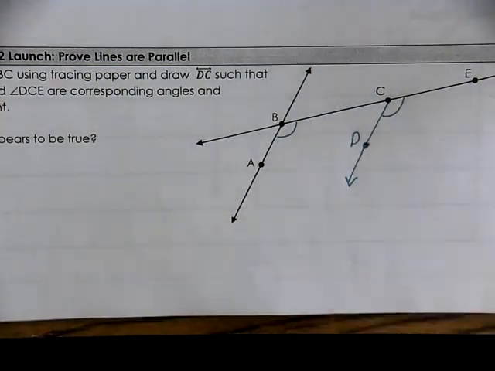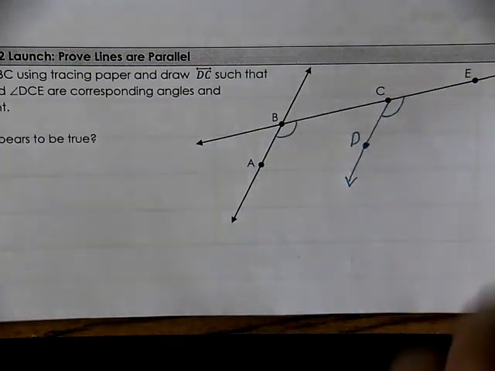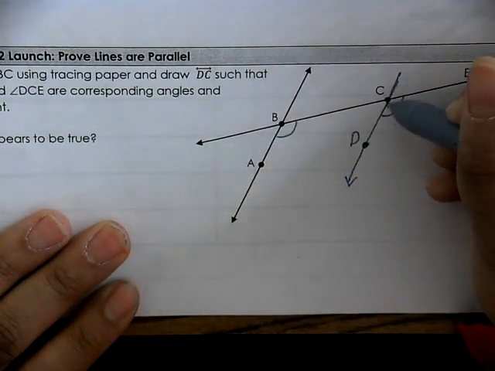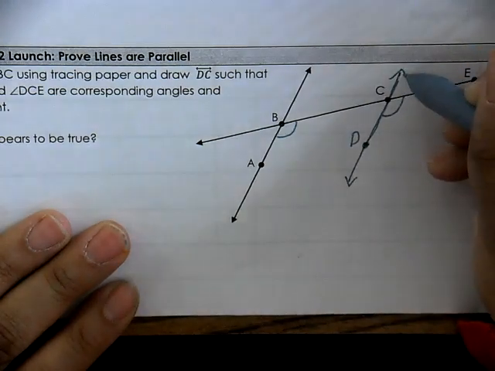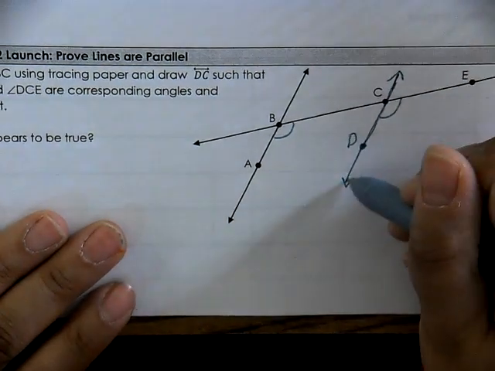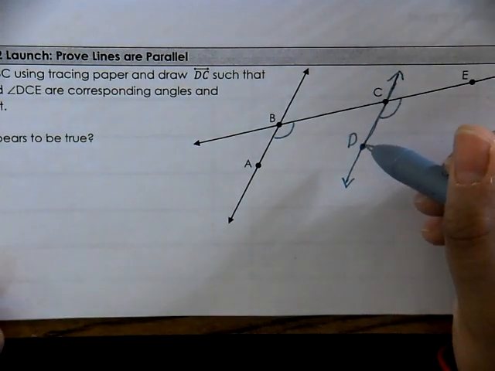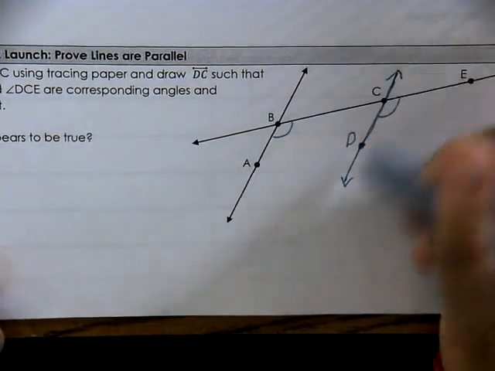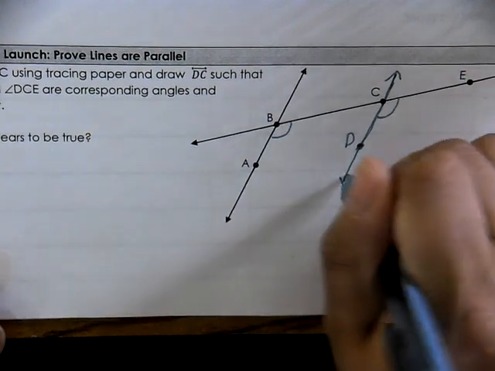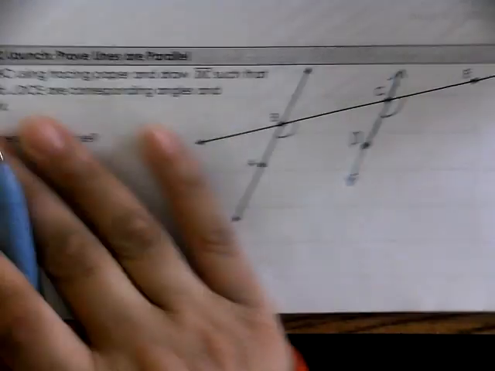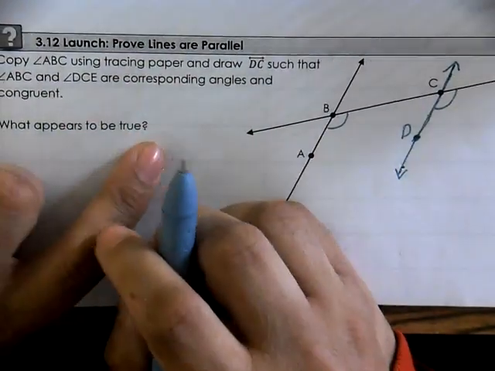So you don't have to actually use the tracing paper necessarily, because you can just estimate how much that is. And I'm going to extend this line because that's what it is. It's a line. It's not just a ray. And that's what that could look like. I could even extend it out further down here. Now you could pick the location of D. It can be literally anywhere on this line. I put it right here. You could have had it further down, further up. It doesn't matter. But as long as you have that line, now it says what appears to be true.